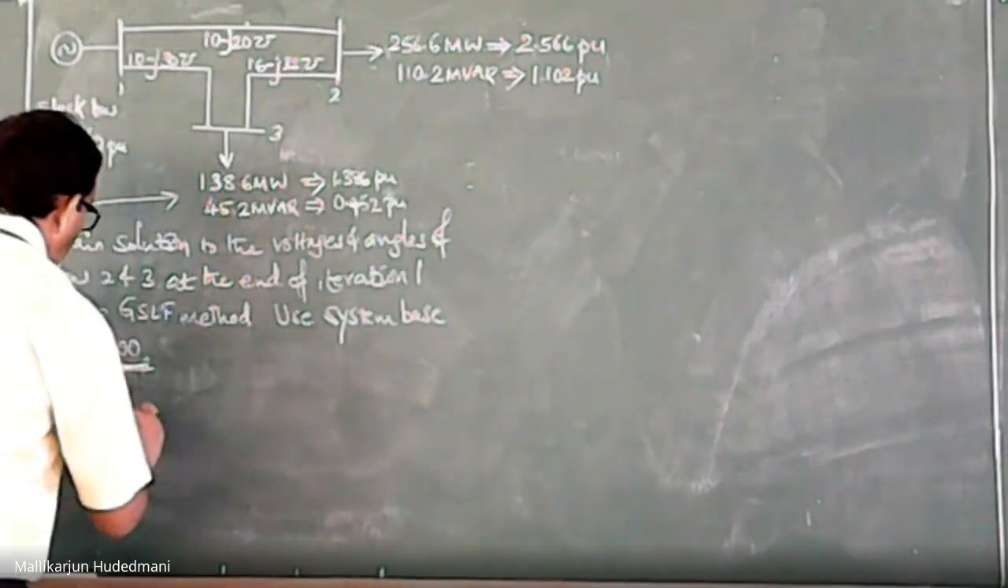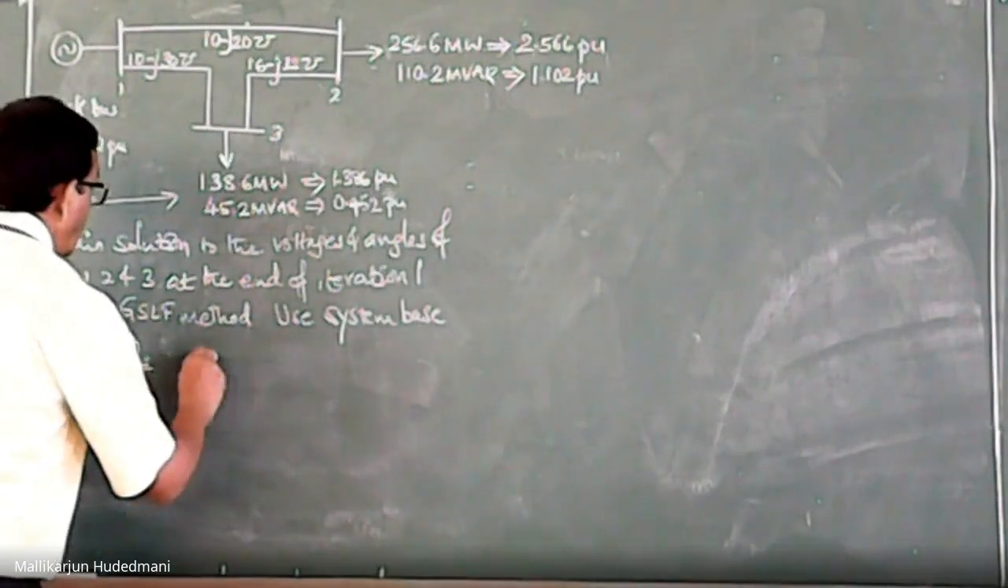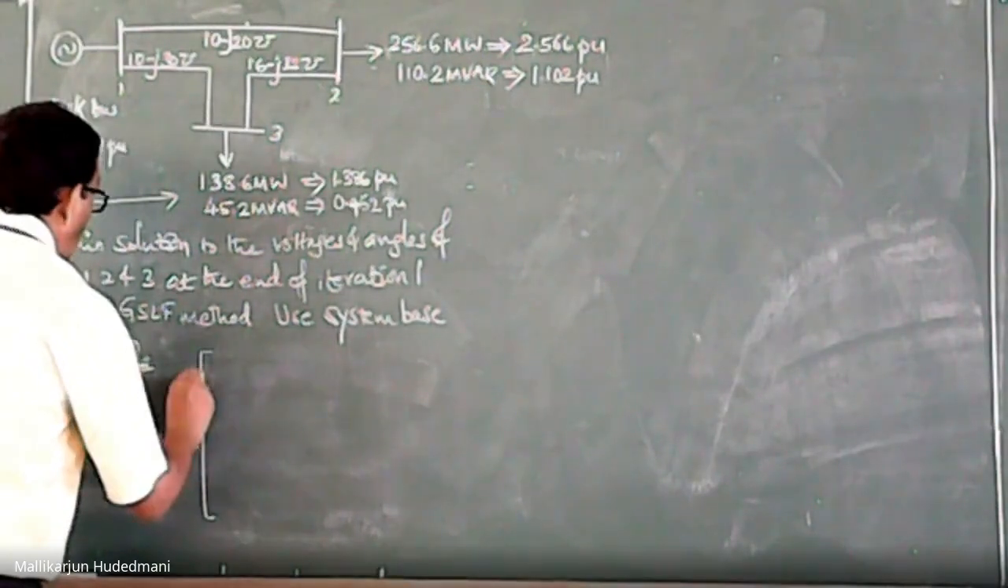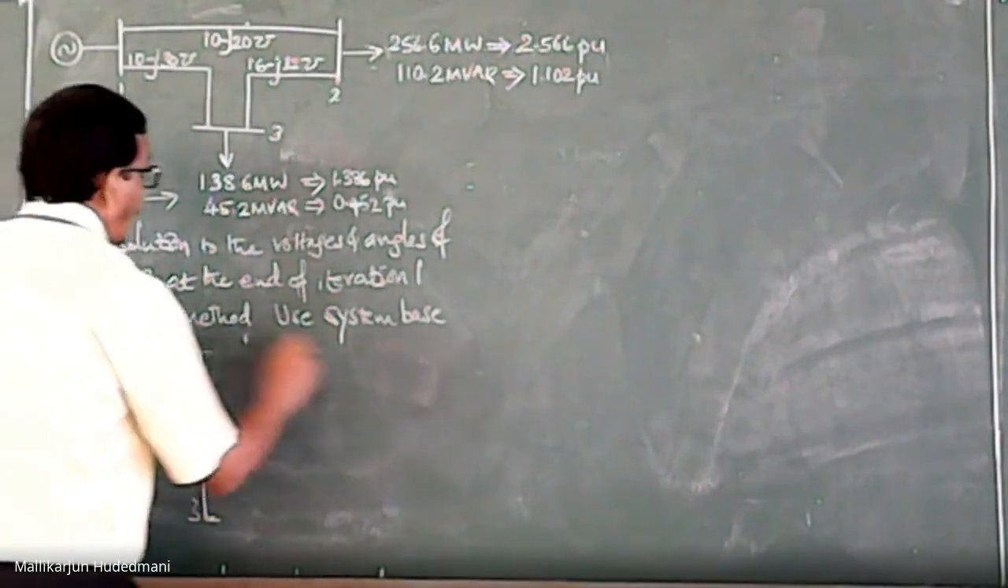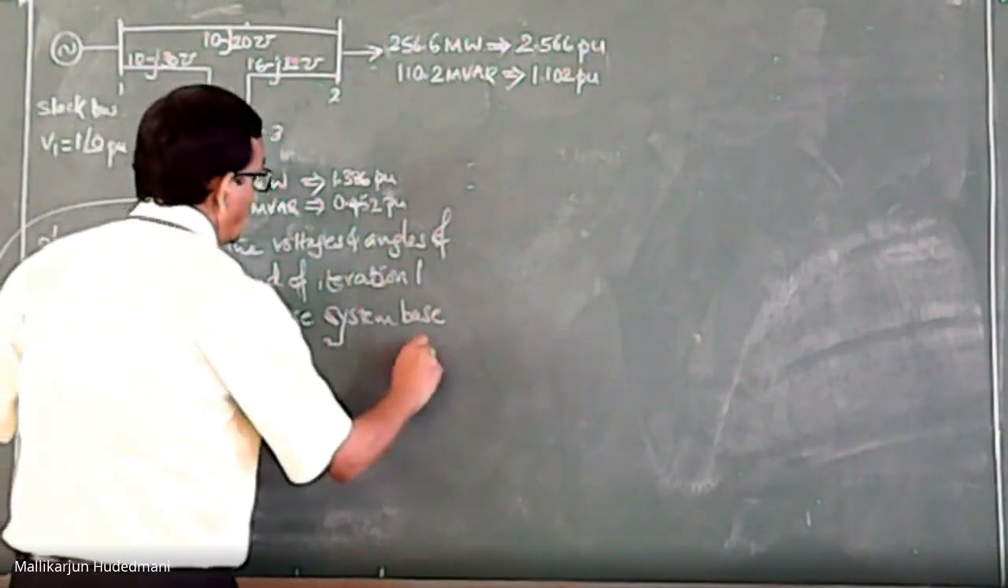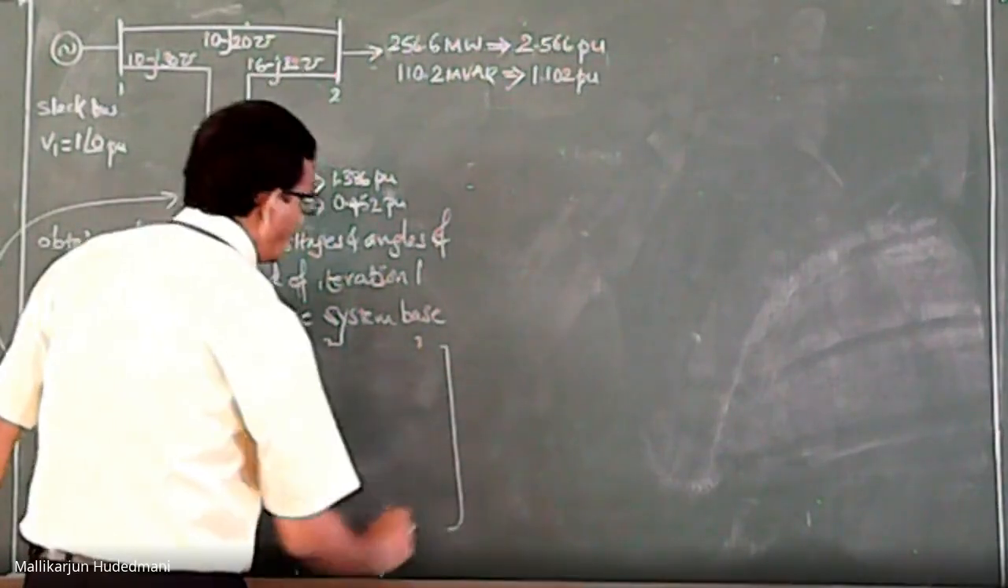So Y bus is equal to 1, 2, 3. Let me make it 1, 2, 3. A wide area I'll refer. I just make it. Okay.